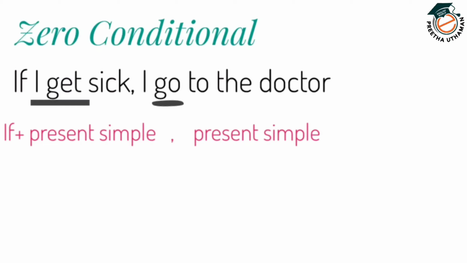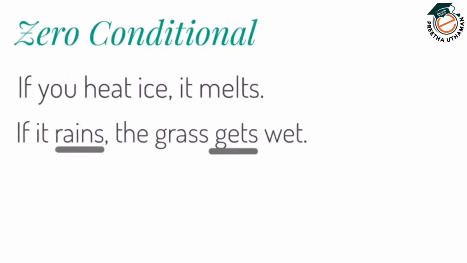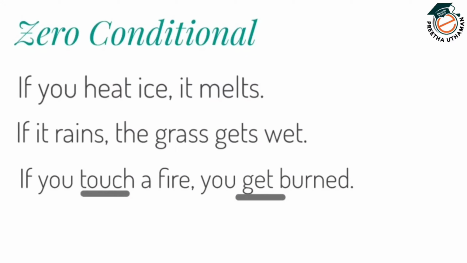The correct structure is important. We have few more examples. If you heat ice, it melts. Heat and melt. Simple present. If it rains, the grass gets wet. Rain and get. If you touch a fire, you get burnt. So touch and get. So in all the three sentences, we have used simple present.